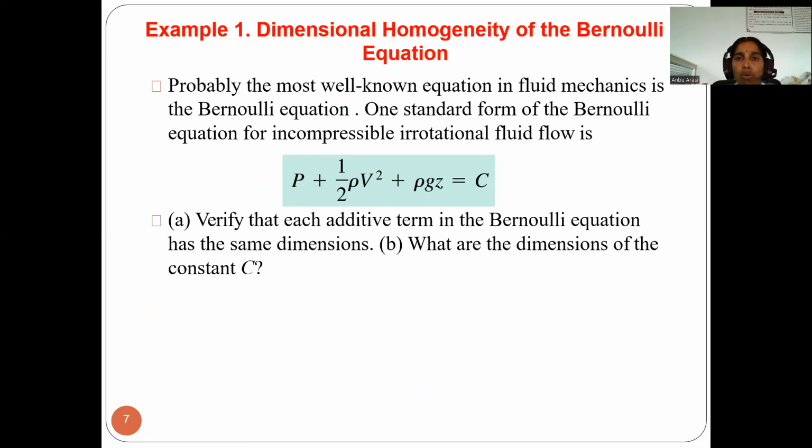Example: dimensional homogeneity for Bernoulli's equation. Probably the most well-known equation in fluid mechanics is the Bernoulli equation. One standard form of the Bernoulli equation for incompressible irrotational fluid flow is: pressure energy plus kinetic energy plus potential energy equal to a constant. First, verify that each additive term in the Bernoulli equation has the same dimensions. Second, what are the dimensions of the constant C?